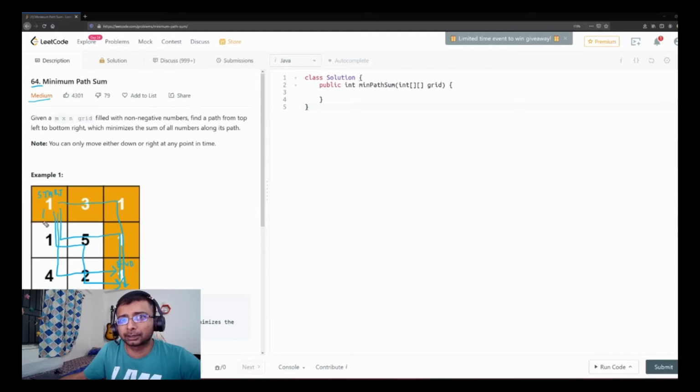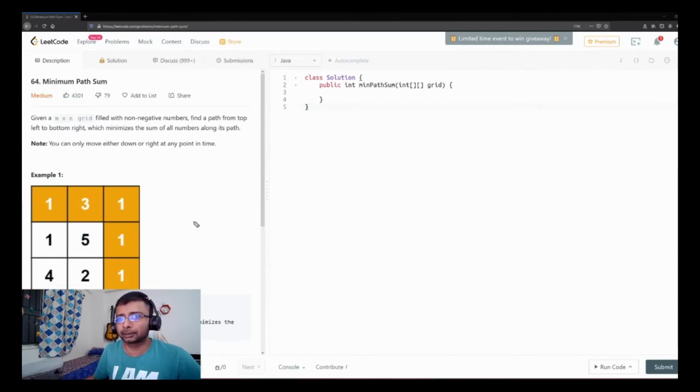So if we take this path, it costs us 1 plus 1 is 2, plus 4 is 6, to 8, and it costs me 9. Whereas this path would cost me 1, 3, 4, 1, 5, 6, 7. This would cost me 7. So we need to figure out the shortest or the minimum path where the sum would be the least. So that is what we need to find.